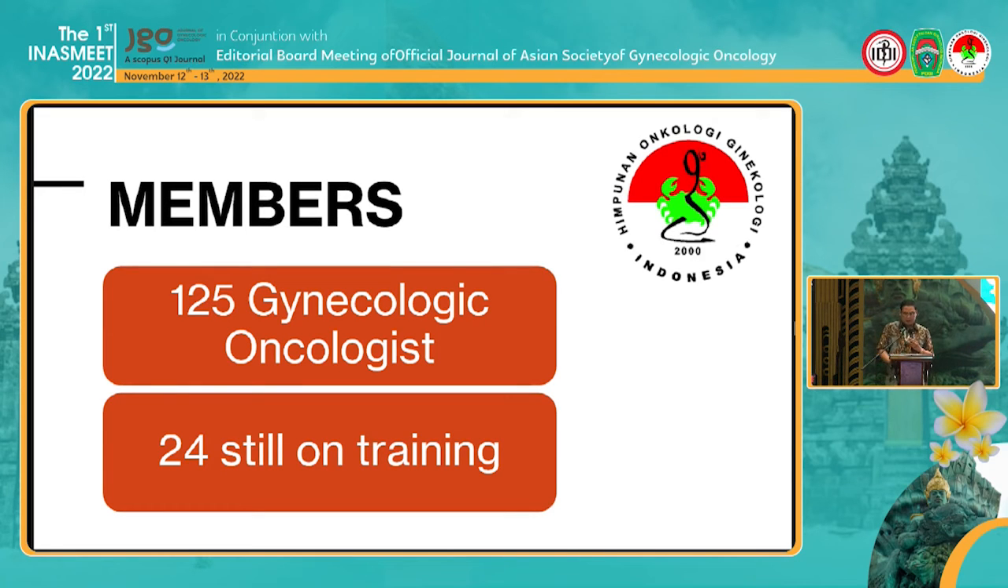These are the members: 125 gynecologic oncologists, and 24 doctors still in training to become gynecologic oncologists. We are trying to produce about 50 a year. So over the next 5 years our organization will become larger because a lot of new members will join after they finish the training in gynecologic oncology.